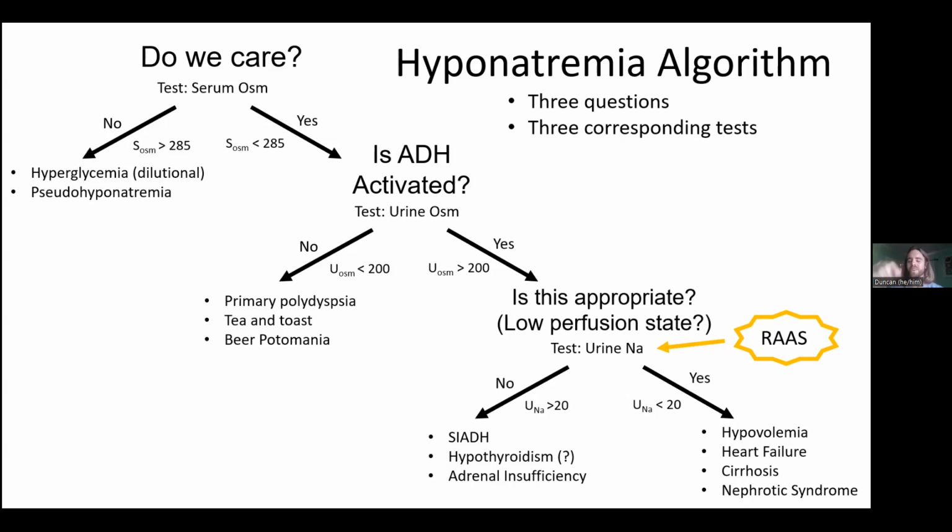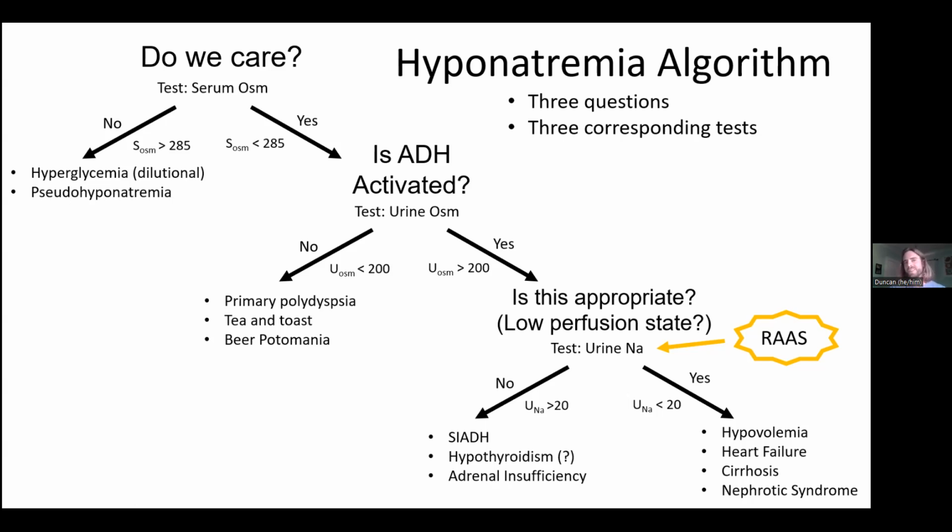Like we were just talking about, let me get back to my slides. Typically in the hospital, you'll see low urine sodiums if we're falling into hypovolemia or any of those poor perfusion states like heart failure, cirrhosis, nephrotic syndrome. If we see a high urine sodium, that's where we fall into the syndrome of inappropriate ADH secretion, where even though the kidneys are getting adequate perfusion, ADH is still being activated, and we have to figure out why that's happening.